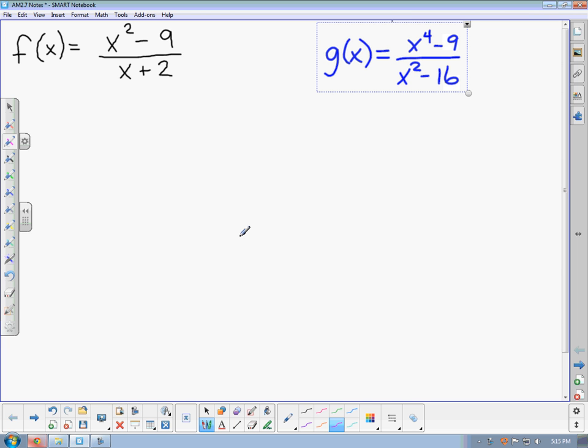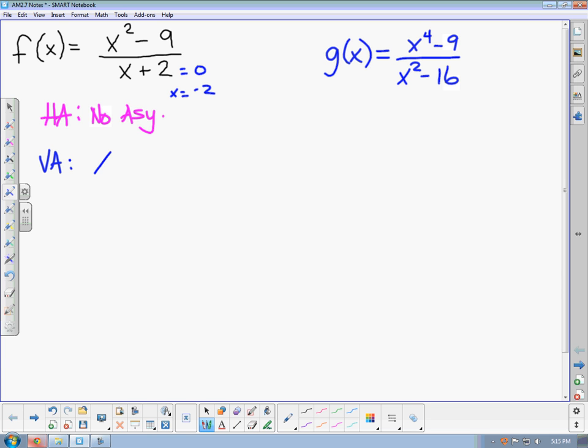This first one here, f of x is x squared minus 9 over x plus 2. And because it is that way, the horizontal asymptote, since the numerator's degree is bigger than the denominator's degree, there is no horizontal one. The vertical asymptotes would be the zeros of the denominator, so if you set that equal to 0 and solve, x would equal negative 2, so we have a vertical asymptote of x equals negative 2.